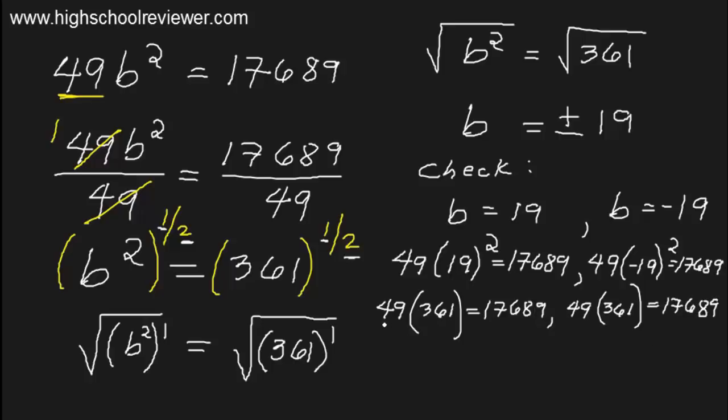49 multiplied by 361 is 17,689. Again, this is 17,689, also equal to 17,689. So therefore, our answers for b, which are positive 19 and negative 19, are correct.